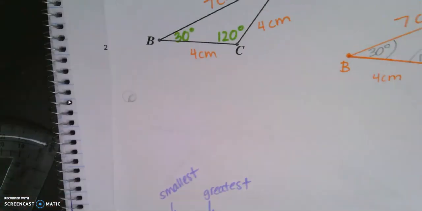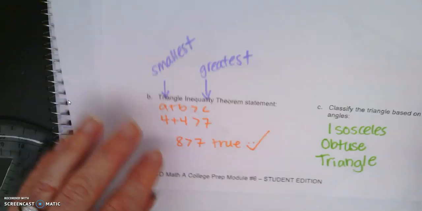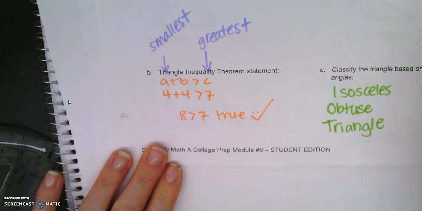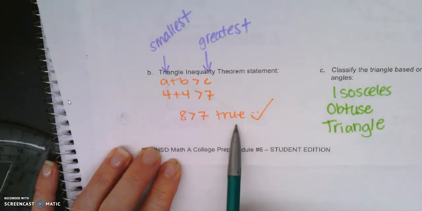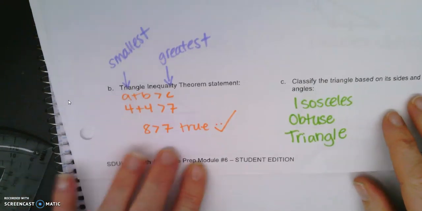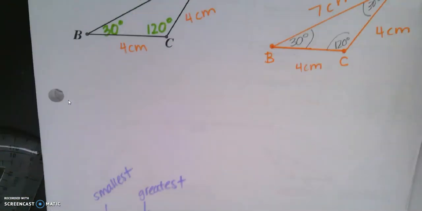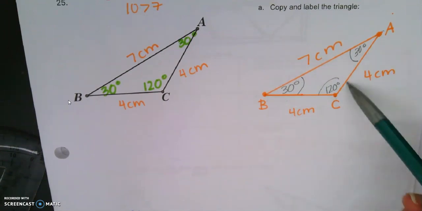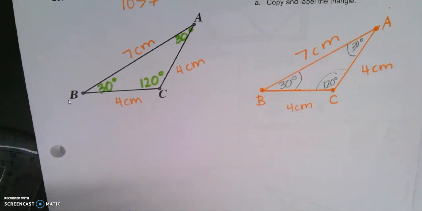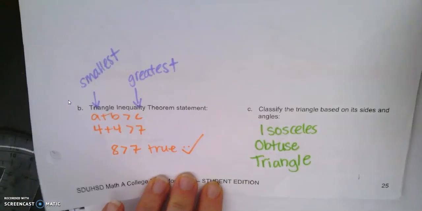Did this triangle follow the triangle inequality theorem? Well, it did. Notice that the triangle inequality theorem for this problem, A plus B is greater than C, 4 plus 4 is greater than 7 because 8 is greater than 7. It's true. Because this is a triangle that has two sides the same and one isolated, I knew it was an isosceles, and because one of the angles was greater than 90 degrees, I knew that this triangle was obtuse. So this is an isosceles obtuse triangle.